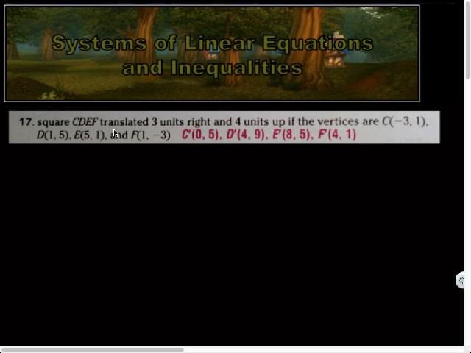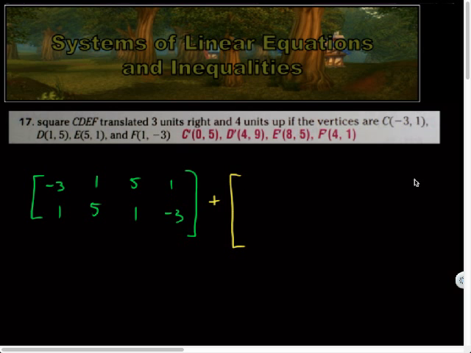So it says square CDEF is translated 3 units right and 4 units up. Let's make our original vertex matrix: negative 3, 1, 1, 5, 5, 1, and 1, negative 3. If that's the location of the original, let's translate this 3 units.